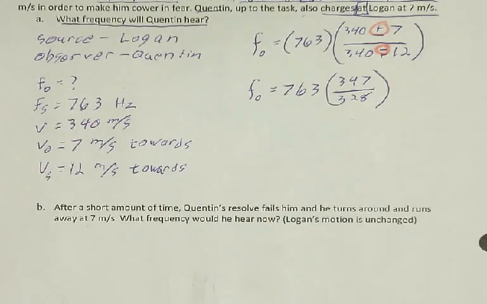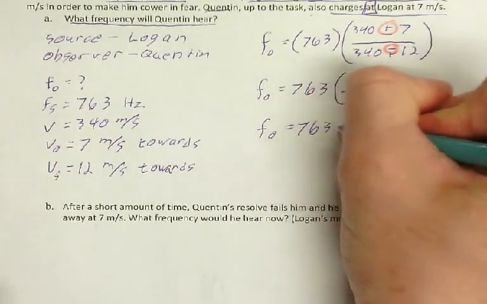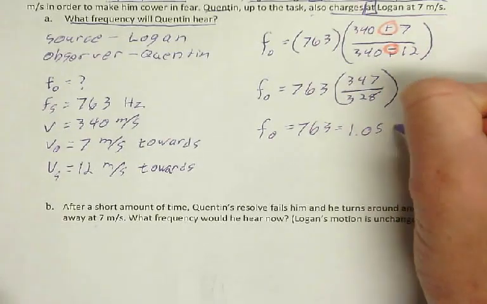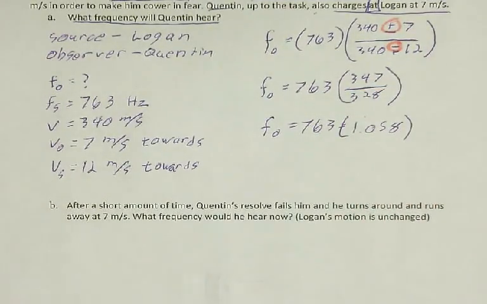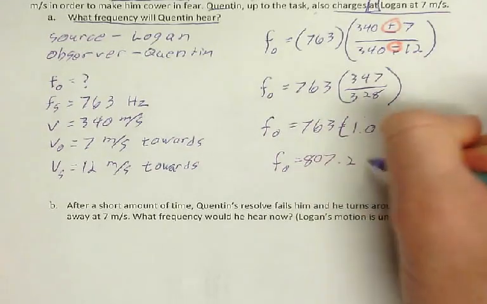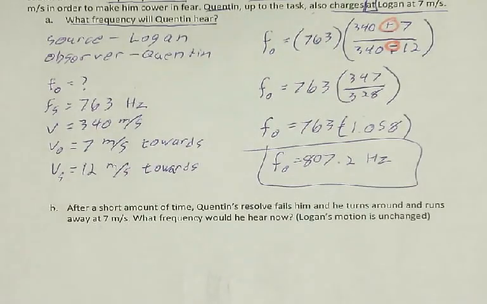All right. Here's how I solve it. 347 divided by 328 is 1.059. I'm going to round that to 1.06. And then just multiply that by 763. And we get 807.2 hertz. So he doesn't hear 763, he hears 807.